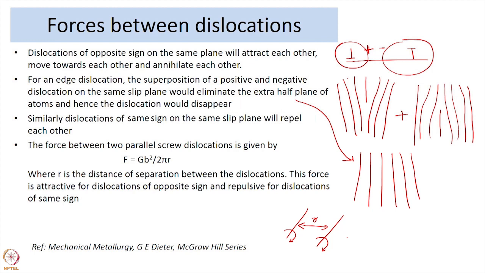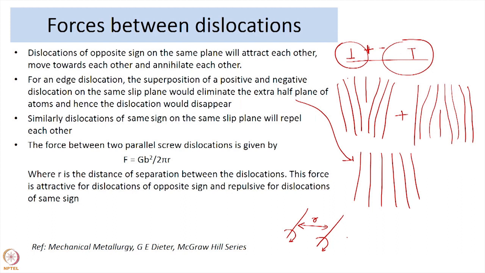You can refer to the textbook on mechanical metallurgy by George E. Dieter. Again, the important point for me here is to tell you how the forces between dislocations depend on the distance between the dislocations, and how positive and negative dislocations will attract, whereas two positive dislocations will repel each other. So, that was about forces between dislocations.